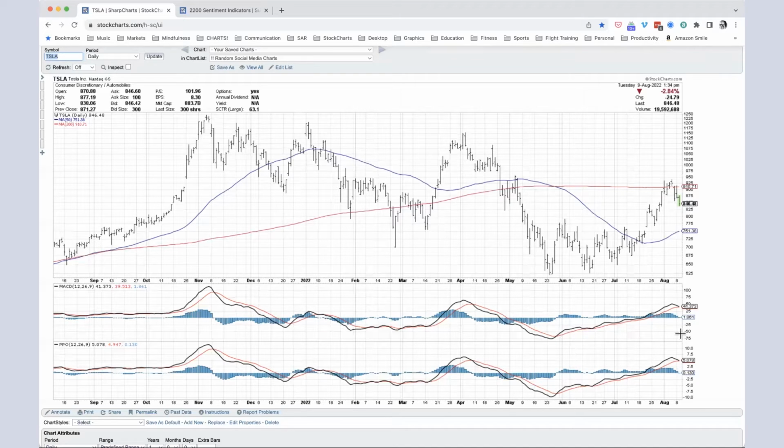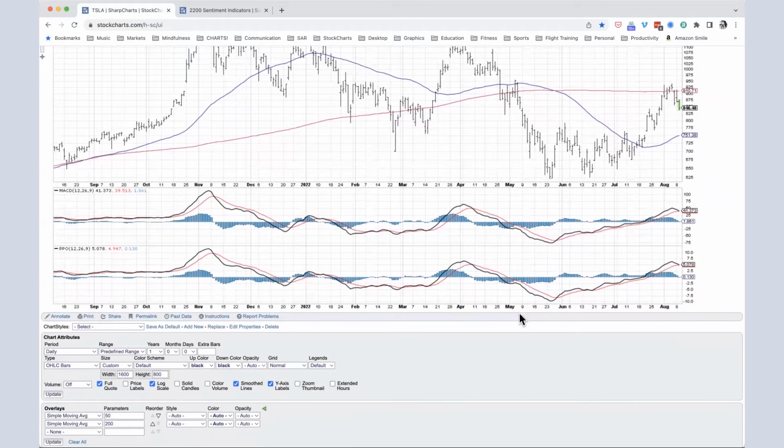So what's the difference? The PPO does the same exact thing, but instead of doing the difference in absolute terms, it's doing the difference in percentage terms. So it's basically the percent difference between those two moving averages. Seems like a subtle, kind of non-important difference. And if you're looking at a one-year chart, you're probably going to see identical signals. By the way, this chart right now is potentially showing that Tesla is rolling over and moving to the downside.